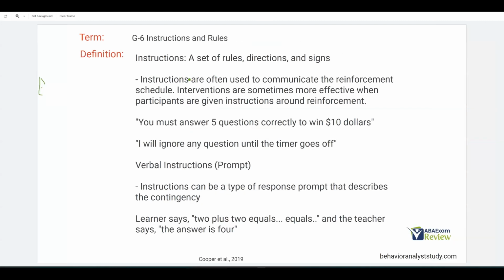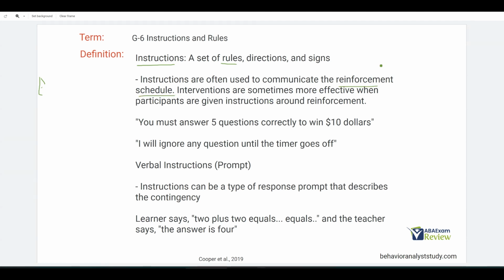So, instructions and rules. Let's start with instructions because rules are kind of a subset of instructions. When we think about instructions, we are talking about rules, directions, signs, where we're getting people and learners to do things, right? So think about prompts, think about contingencies, think about communicating reinforcement schedules. Oftentimes, we do use instructions to communicate the reinforcement schedule.